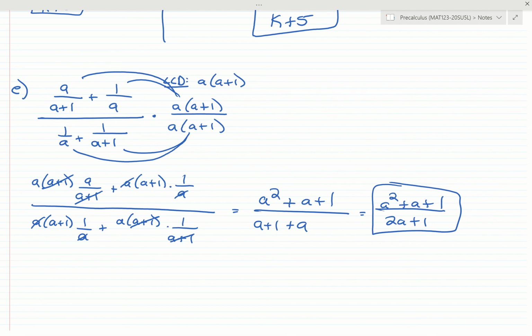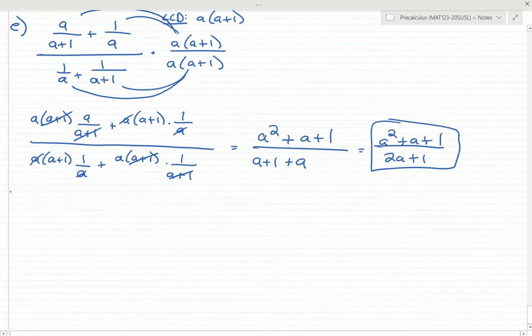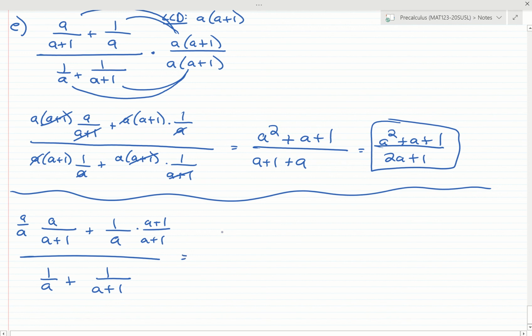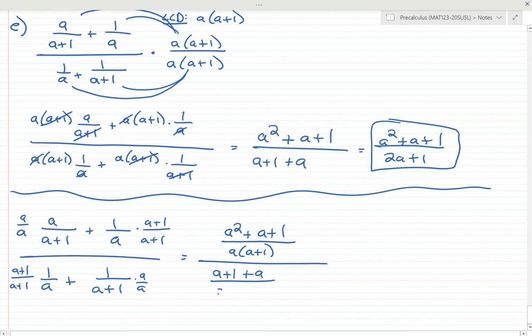The other technique I just want to show you, you don't have to do it this other way, but I like showing multiple techniques, is by getting a common denominator and then multiplying by the reciprocal. So the same problem, a over a plus 1 over a divided by 1 over a plus 1 over a plus 1. Well, in the numerator, the LCD would be a times a plus 1, so you'd multiply by what you're missing. And the top would turn into a squared plus a plus 1 over our denominator. In our denominator, we'd multiply by what we're missing to get our common denominator, and we'd get a plus 1 plus a divided by our common denominator.